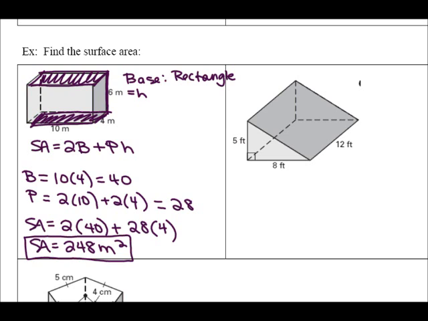Okay, example 2. First thing you need to do is identify what type of prism. I know it's a prism because I see that I have 2 congruent parallel polygons, and those are these right triangles. So those are my bases. Let's shade them so we recognize that those are the bases. And again, just because it's not sitting on it doesn't mean that it's not the base. So the base is a triangle.